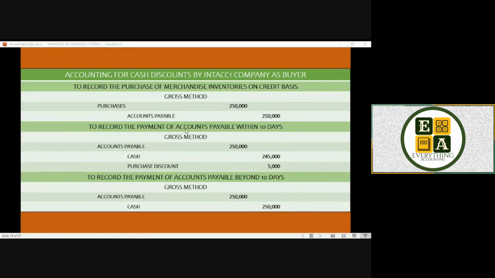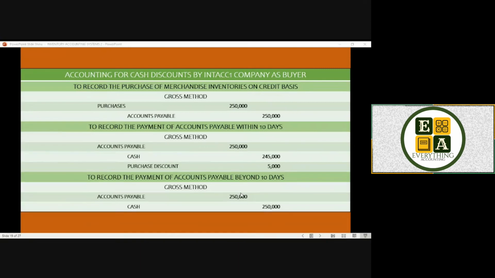But upon payment of accounts payable within 10 days, so debit tayo accounts payable at a gross amount, pero yung credit lang natin sa cash is less the discount. So, 245,000 lang. Then, credit tayo purchase discount 5,000. Pero kapag nagbayad tayo beyond 10 days, so gross method, yan, magbabayad tayo at a gross amount. Debit tayo accounts payable, then credit tayo ng cash at a gross amount of 250,000.